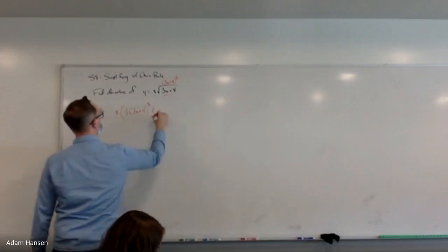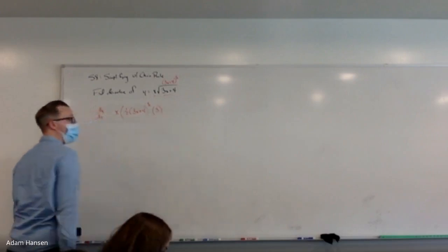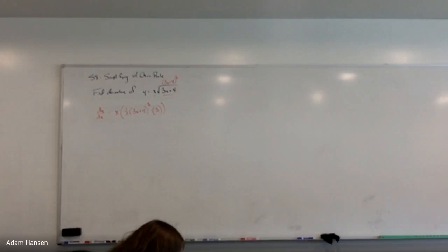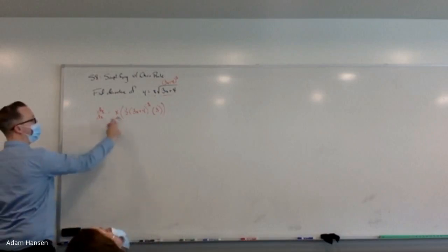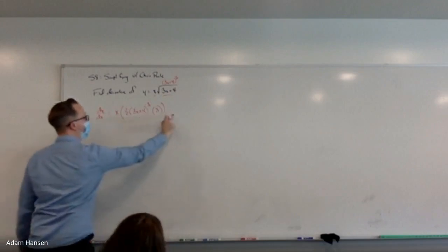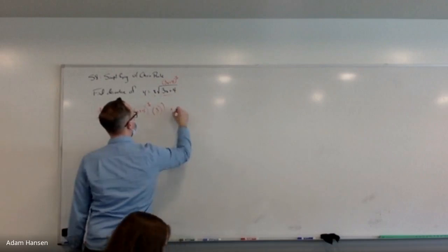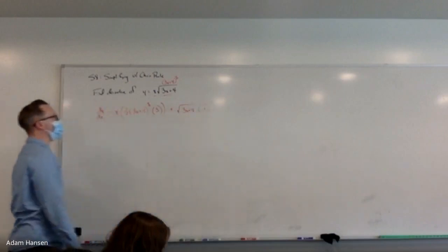Times what else? Where's the extra 3 coming from? Oh, 3x plus. Go ahead, sorry. I don't know. I've just done one part of the product rule. First times the derivative of the second. Now let's add on the second times the derivative of the first, which is just going to be 1.